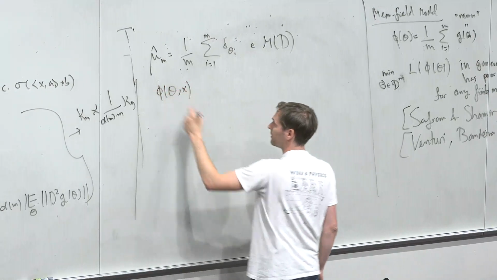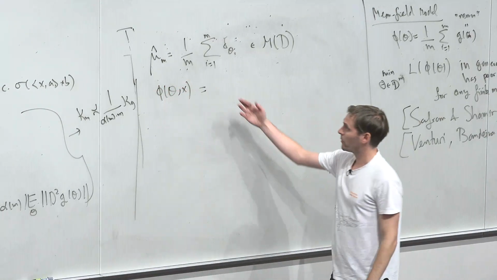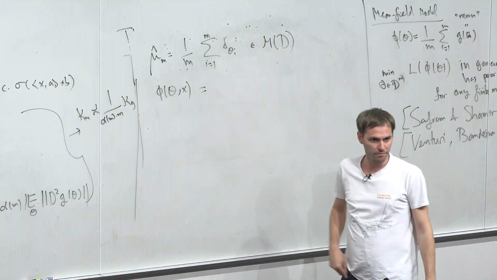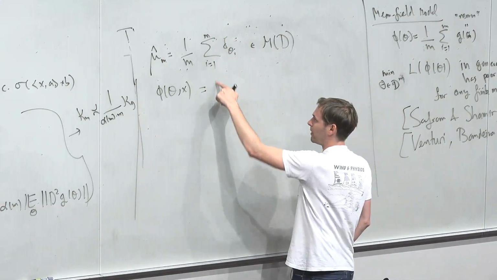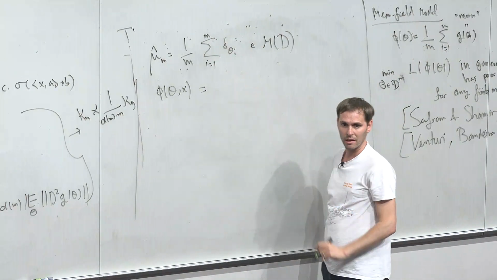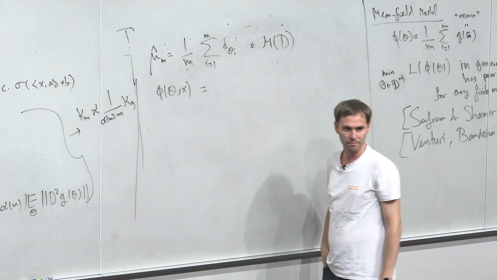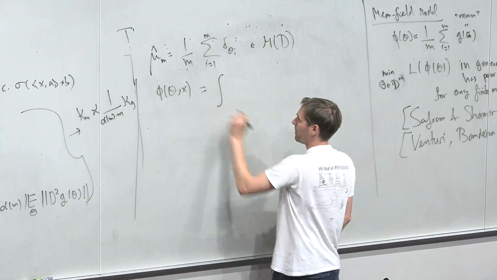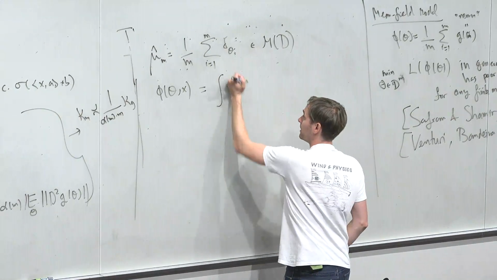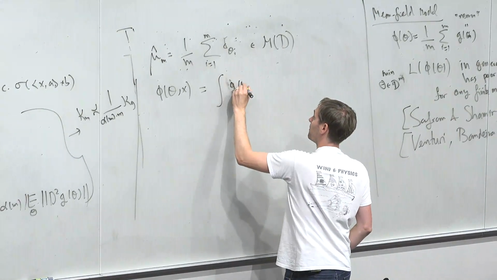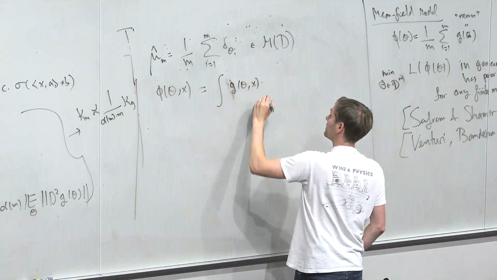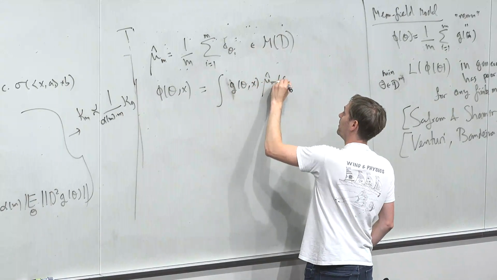x, right, like phi of x, and we can try to rewrite it in terms of this empirical measure. So remember that this before was like a 1 over m, the sum of functions. So how can we now rewrite it in terms of this empirical measure? It's an integration. It's an integral of g of theta x with mu m with respect to d theta.